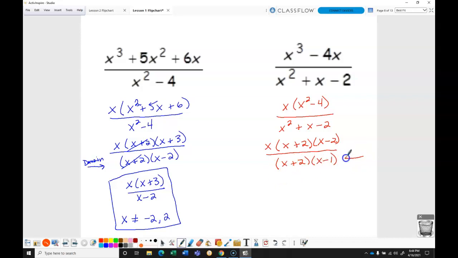So right here is where I'm going to pull my domain from. But I can cancel the x plus 2's. So I get x times x minus 2 over x minus 1. Go back and look at that line for my restrictions. I see that x cannot equal negative 2 or positive 1.